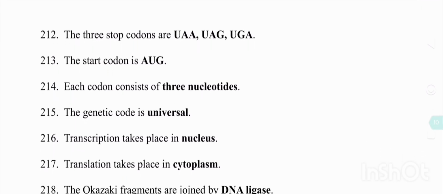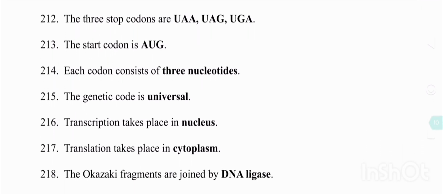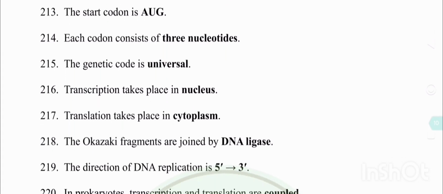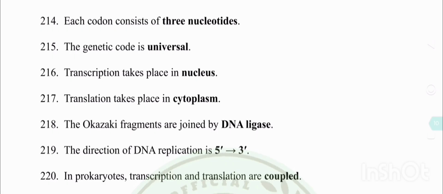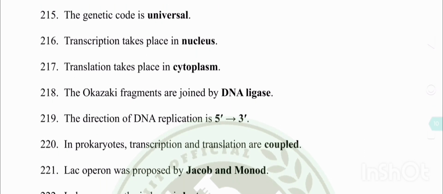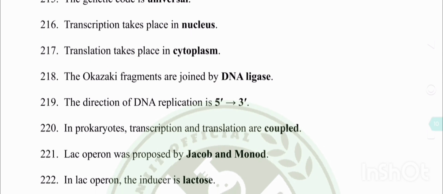216. Transcription takes place in nucleus. 217. Translation takes place in cytoplasm. 218. The Okazaki fragments are joined by DNA ligase. 219. The direction of DNA replication is 5' → 3'.